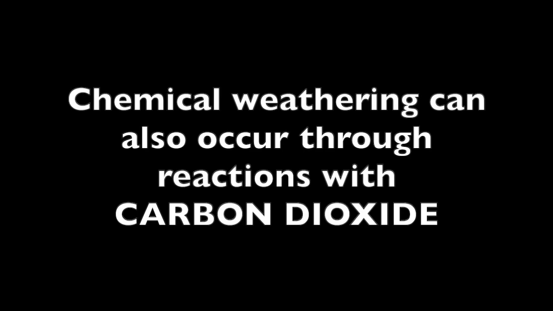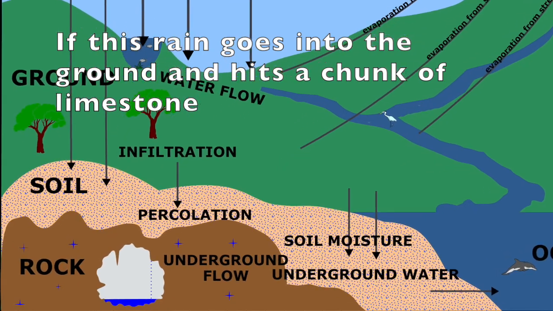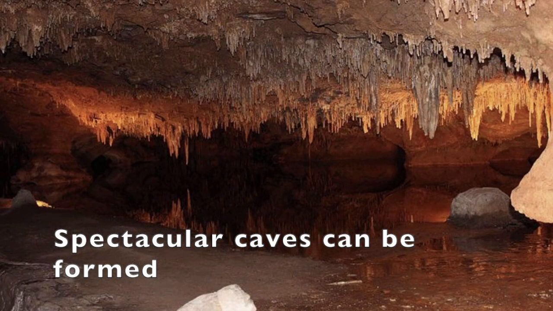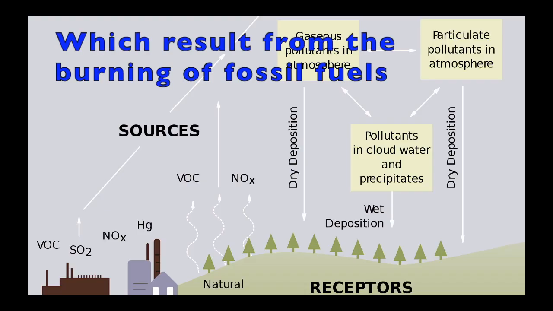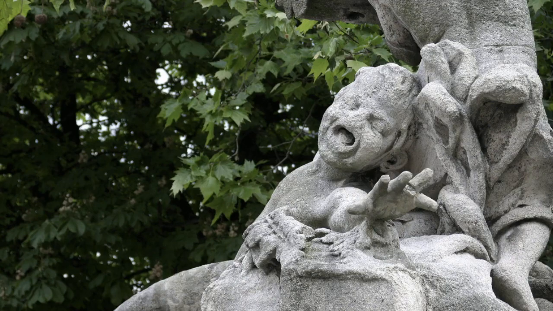Chemical weathering can also occur through reactions with carbon dioxide. Often, this carbon dioxide is dissolved in raindrops, forming a weak acid. If this rain goes into the ground and hits a chunk of limestone, spectacular caves can be formed. Pollutants in the air like sulfur and nitrogen compounds, which result from the burning of fossil fuels, can also make rainwater acidic, causing acid rain. These statues are examples of rock that have been weathered by acid rain.